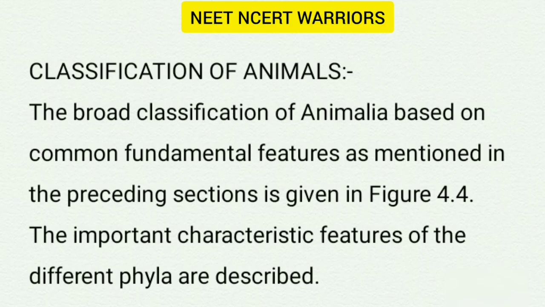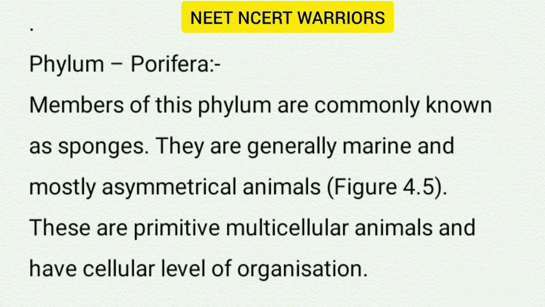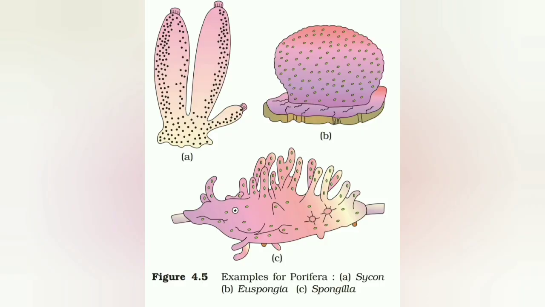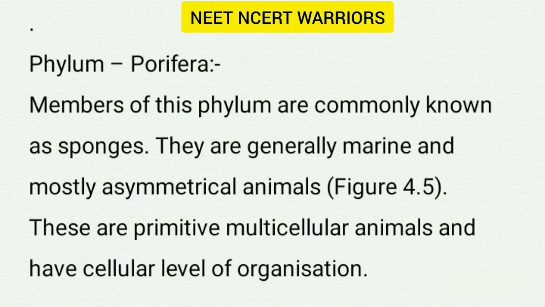The important characteristic features of the different phyla are described. Topic: phylum Porifera. Members of this phylum are commonly known as sponges. They are generally marine and mostly asymmetrical animals, you can see in figure 4.5. These are primitive multicellular animals and have cellular level of organization.